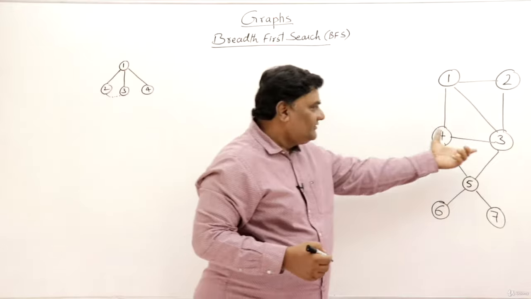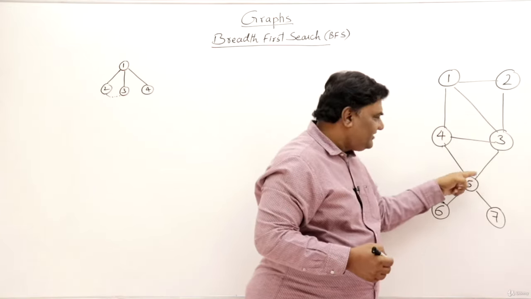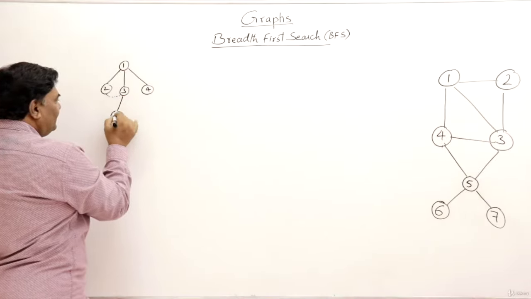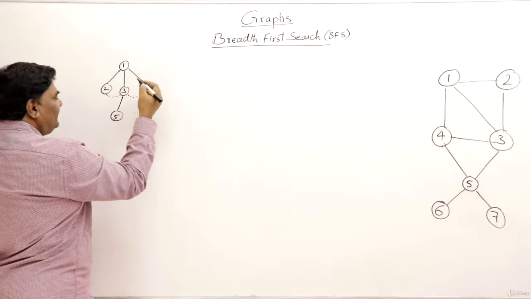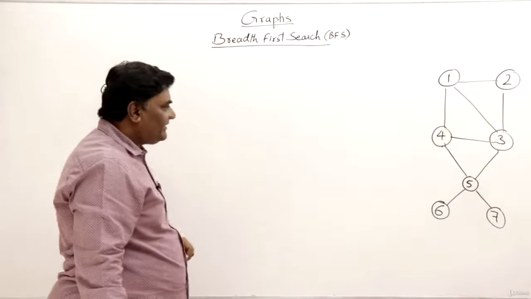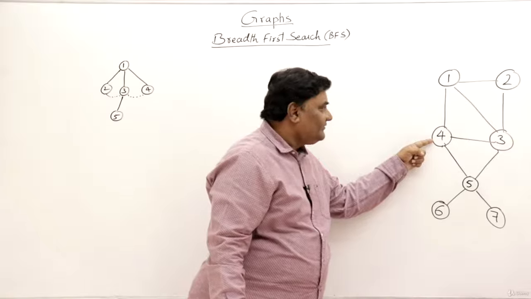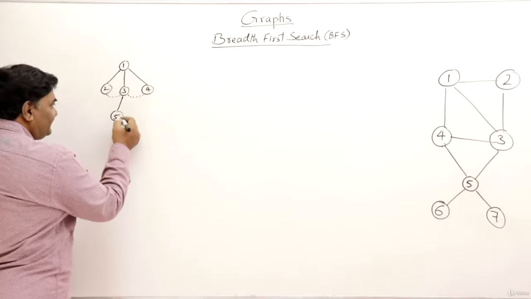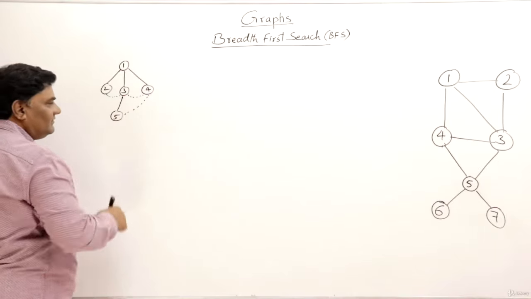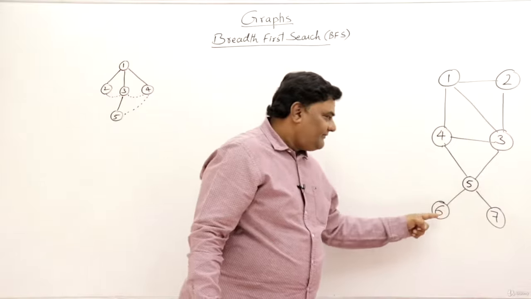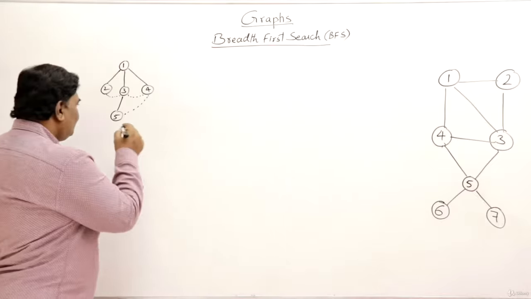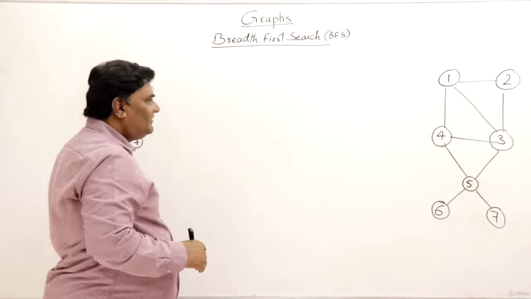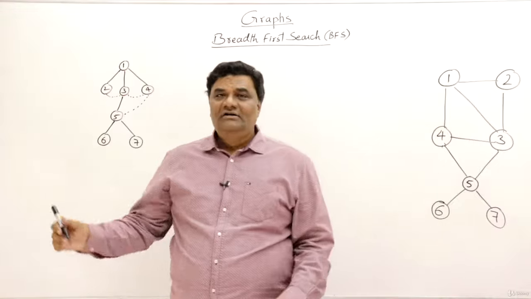Now next we have 3 also. Who is adjacent to 3? From 3 I can go to 5 as well as to 4. So a new vertex is 5. I can go to 4 also, so I'll draw a dotted edge because 4 is already there. Then from 4 where can I go? 1 is already over, 3 already over, then 5. 5 is already there, so I will draw a dotted edge. The next is 5. From 5 I can go to 6 and 7. So I will draw 6 and 7 here. That's all. I have converted a graph into a tree.